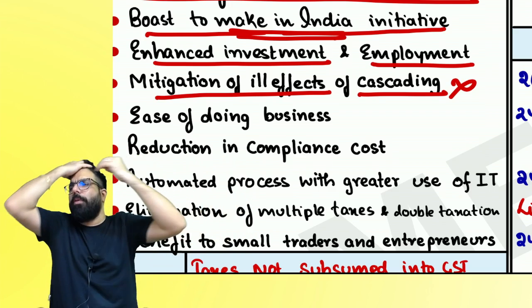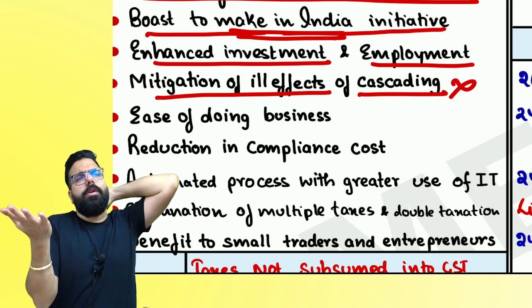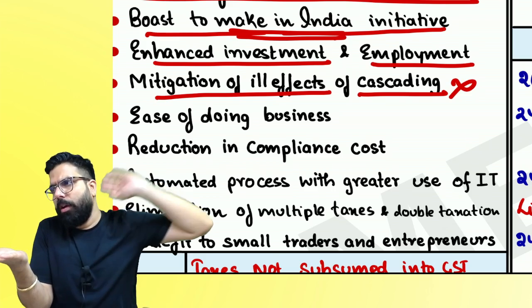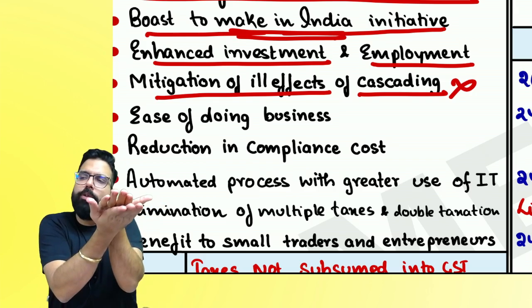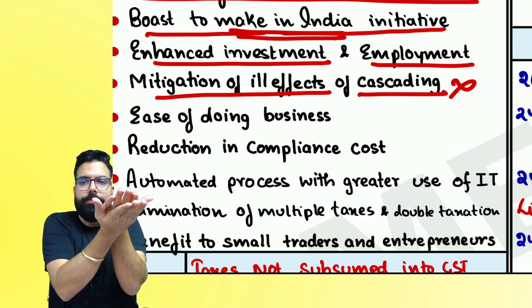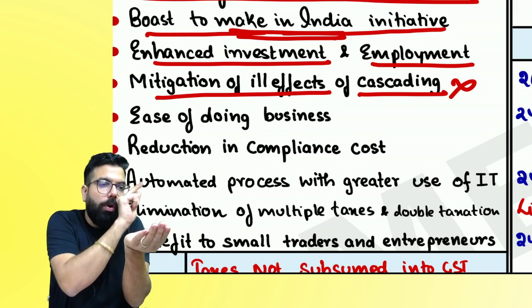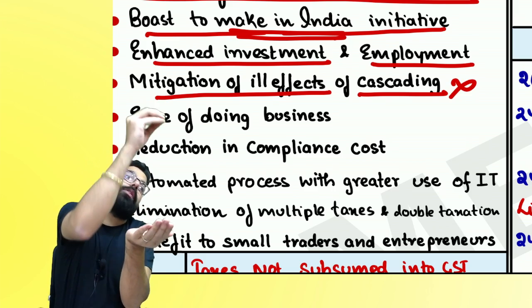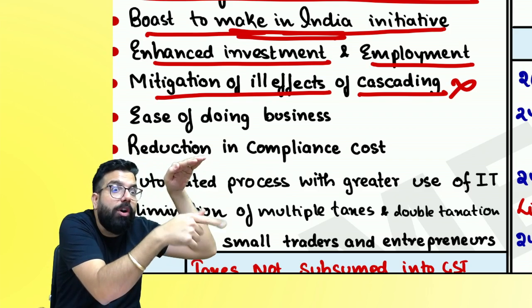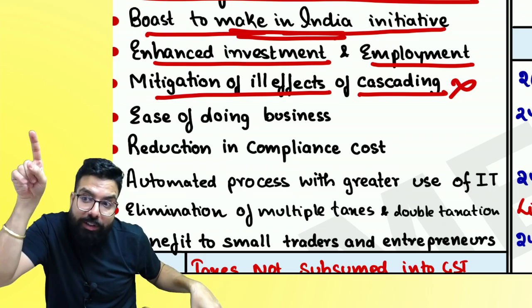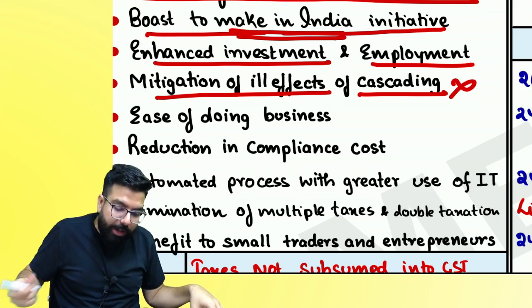Why is cascading gone, everyone? When you buy, you pay GST. When you sell, you collect GST. Can I use GST to GST? Yes. So is there any tax on tax which is happening? Is there any item whose price is going up because of tax on tax? Earlier, was it happening?